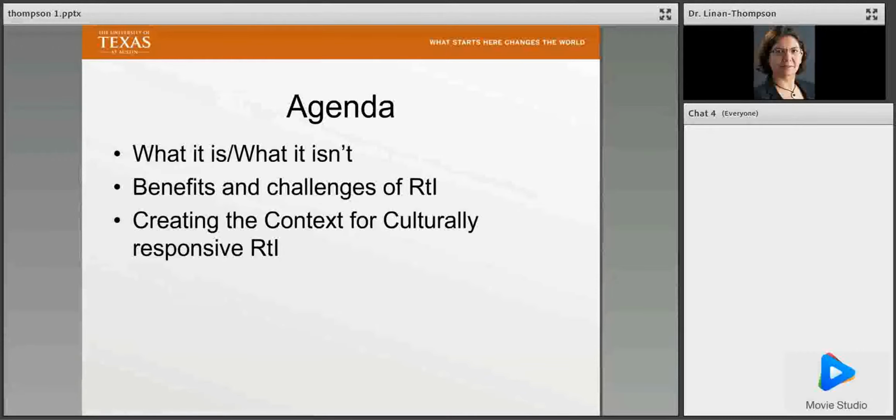So today we're going to cover 3 topics. First, we're going to talk about what a culturally responsive RTI is and isn't. Briefly talk about the benefits and challenges of RTI, and then some of the factors or practices that need to be in place to create the context for culturally responsive RTI. There'll be time for questions at the end, but if you have something pressing, you can feel free to send the question in the chat box.